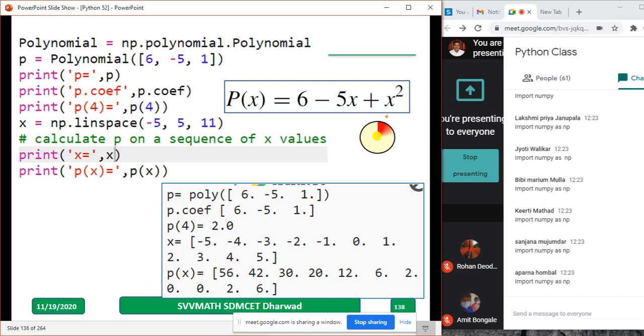Copy down p equal to polynomial, but do not forget to write polynomial equal to np dot polynomial dot polynomial. Before you write this, you are supposed to write import numpy as np. Then only you can write np dot. Take another 30 seconds and copy down the program.